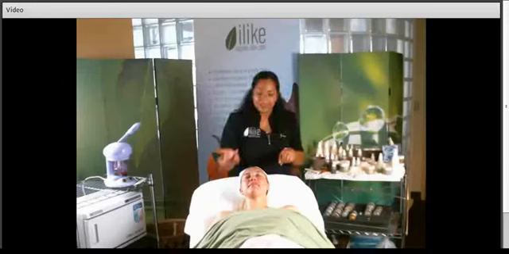So I'm going to take 4x4 pads. I'm going to spray those with toner. I'm going to proceed with extractions. I like to start on the nose area. That tends to be the area where the skin will harden up the quickest around that hard cartilage.